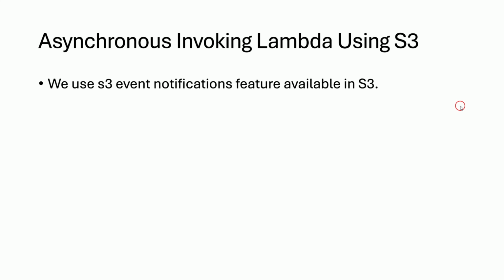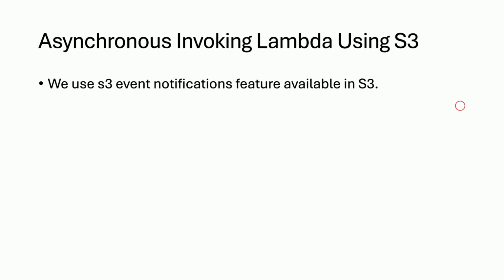Today we will continue our AWS comprehensive course. Previously we have discussed how to asynchronously invoke Lambda, and the schedule feature in CloudWatch Event Bridge or Amazon EventBridge. Now we will look at how to invoke Lambda asynchronously using S3. For that we need to use event notifications. So we use the S3 event notification feature available in S3.